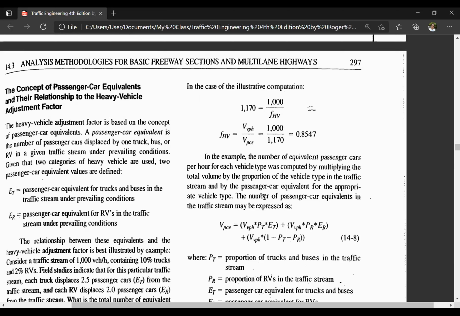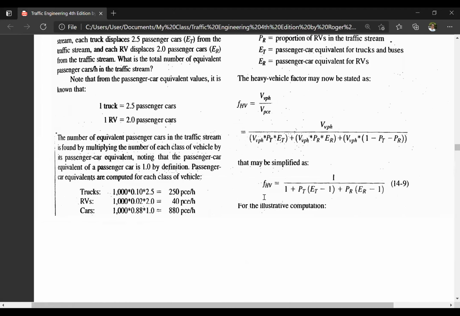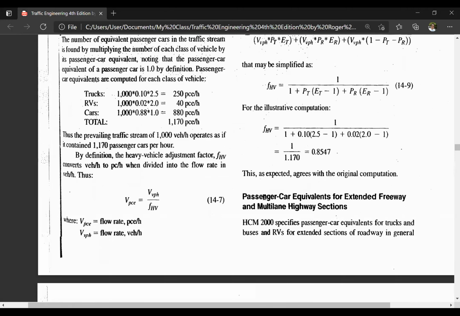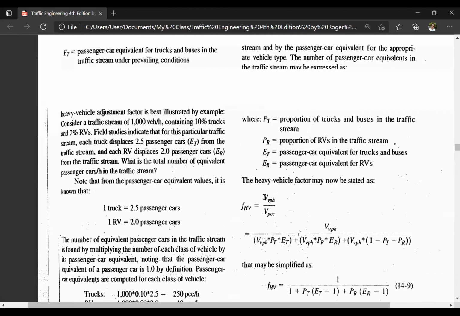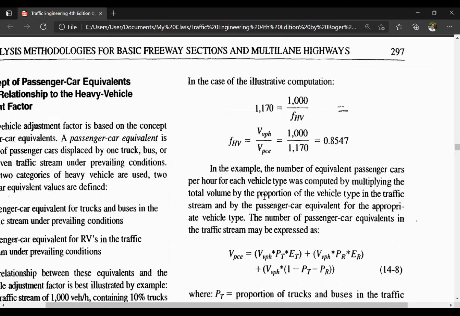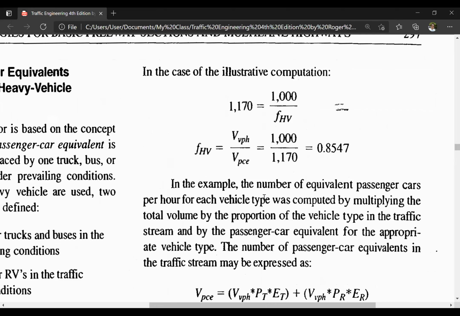So then you can calculate the FHV according to the equation 14-7 here. So FHV is equivalent to the total volumes divided by the total of passenger car equivalent. So the heavy vehicle factor is 0.8547.